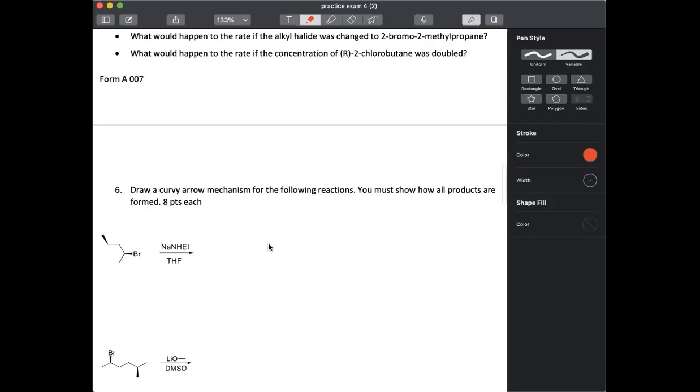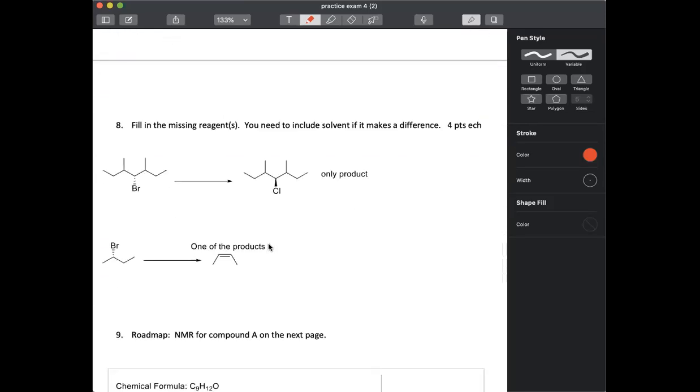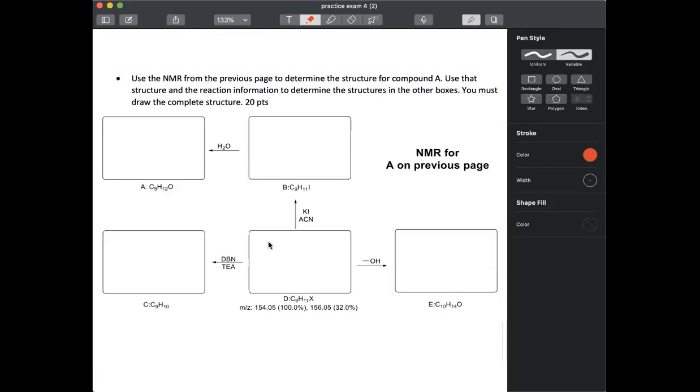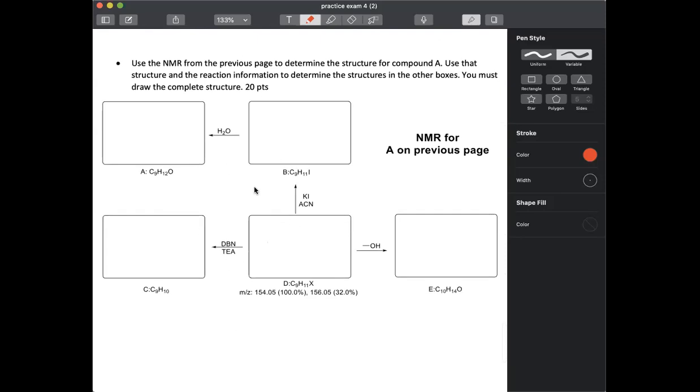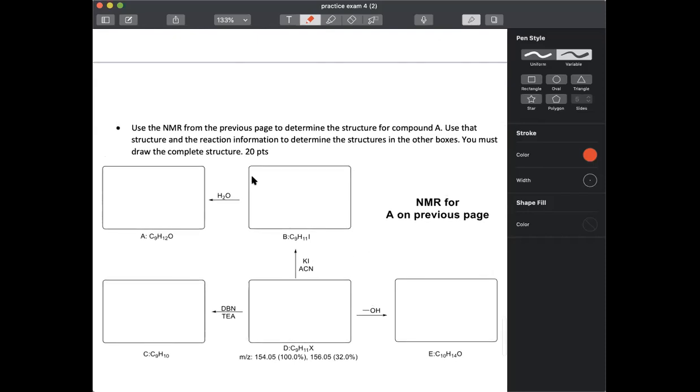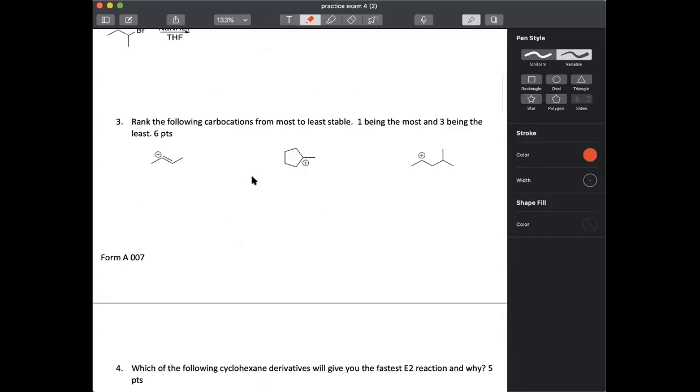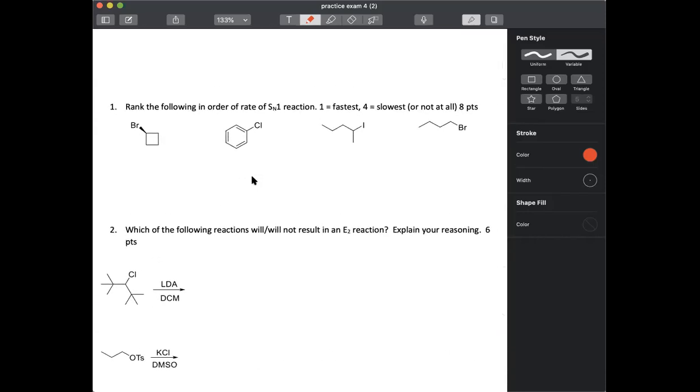I think it was pretty straightforward besides this, right? Besides this, but this isn't too bad once we actually go through it. All right. So first question, ranking them in order of SN1 reaction, right? So give me 1 second, guys.